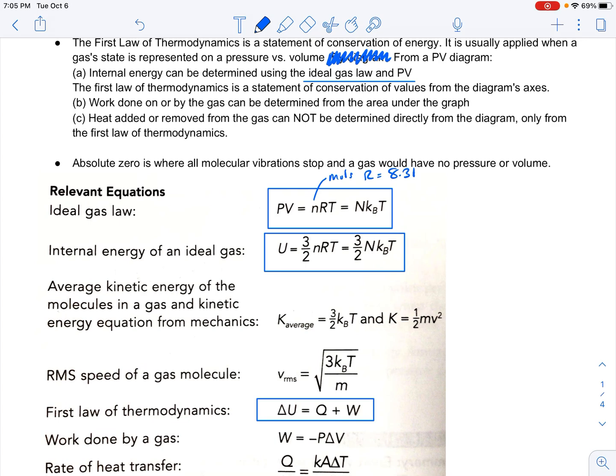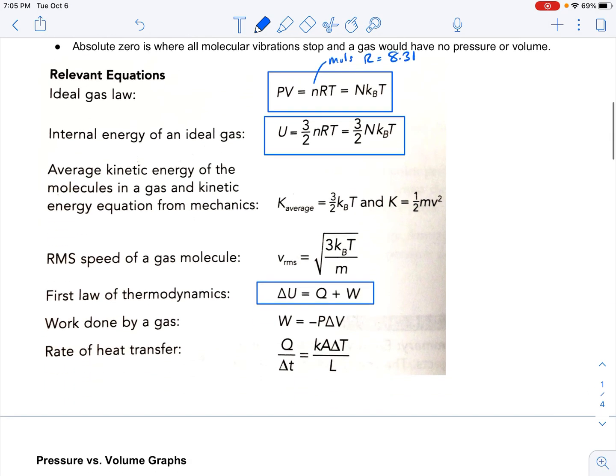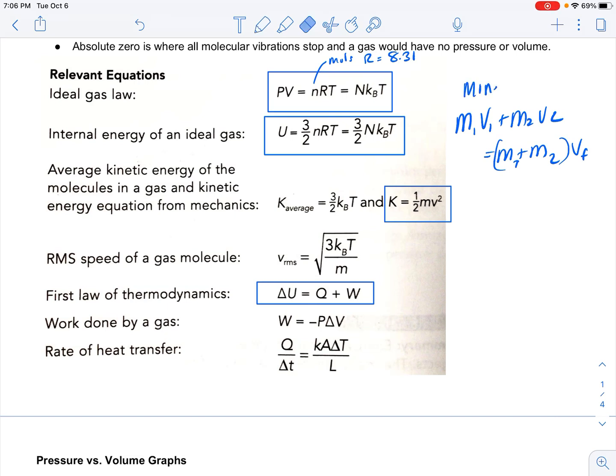Absolute zero is where all molecular vibrations stop and a gas would have no pressure or volume. Some of these formulas you are unlikely to see, but I will highlight kinetic energy. We'll remind you of kinetic energy. We also, in this unit, saw momentum. So I'll just write down the formula for conservation of momentum in an inelastic collision.